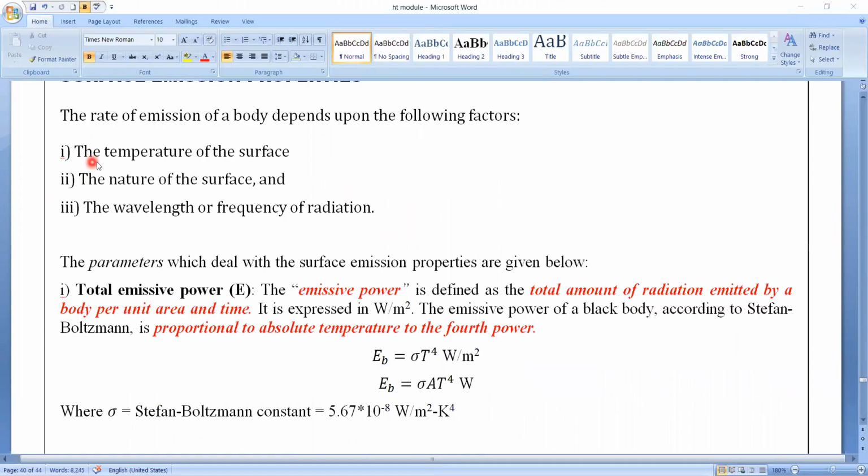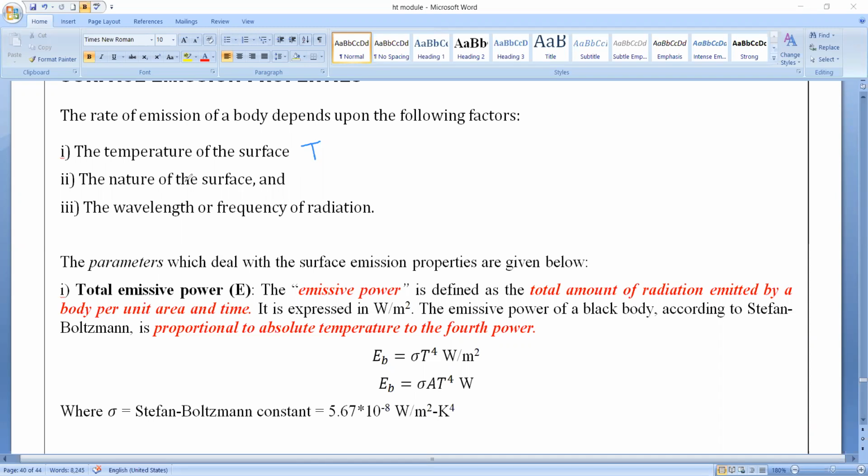The first one is temperature of the surface. The very first parameter is the temperature of the surface, that is T. If the temperature of the surface is more, then it emits more amount of radiation.